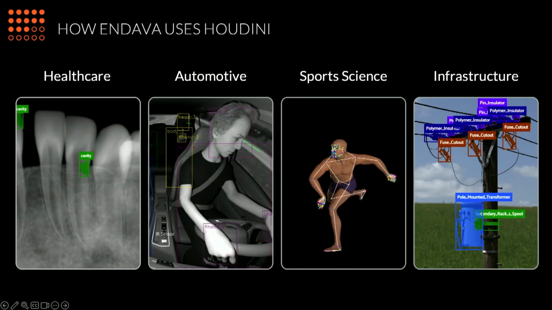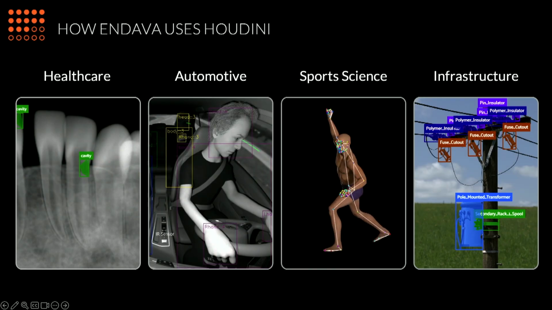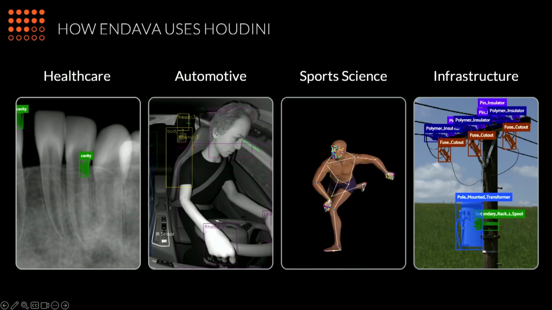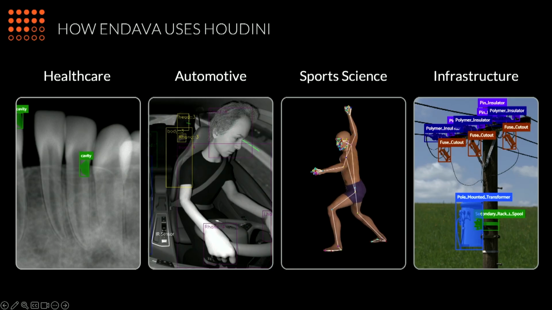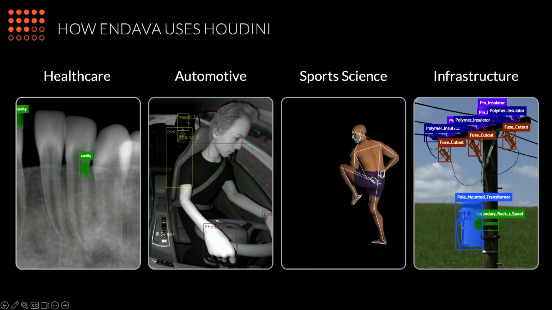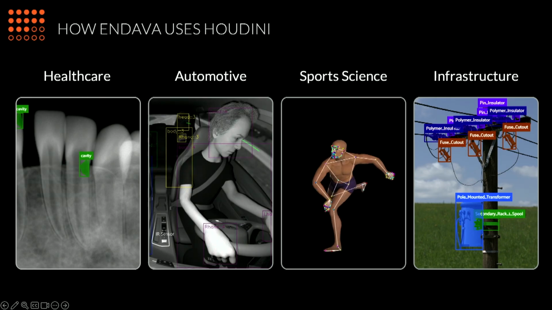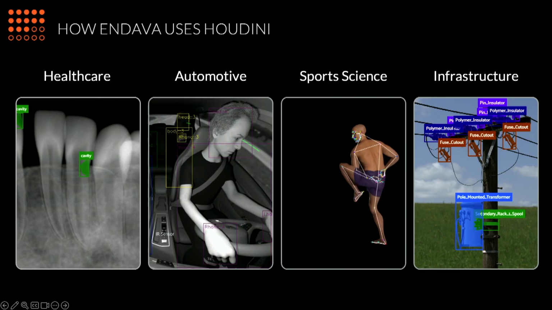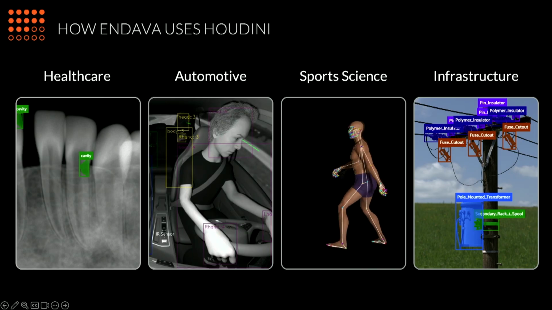So at Endava, our work is mostly outside the world of media and entertainment. We're working with a broad range of industries from healthcare, automotive, sports science, infrastructure. All of these clients have a very differing set of requirements for how we need to make their data. For example, in healthcare, we're creating patient data that can be used to create advanced diagnostic tools. In automotive, we're helping to create more diverse data for automotive scenarios. In sports science, we're creating advanced anatomical models to help better evaluate athlete performance. And in infrastructure, we're creating data that can help us better inspect public utilities.